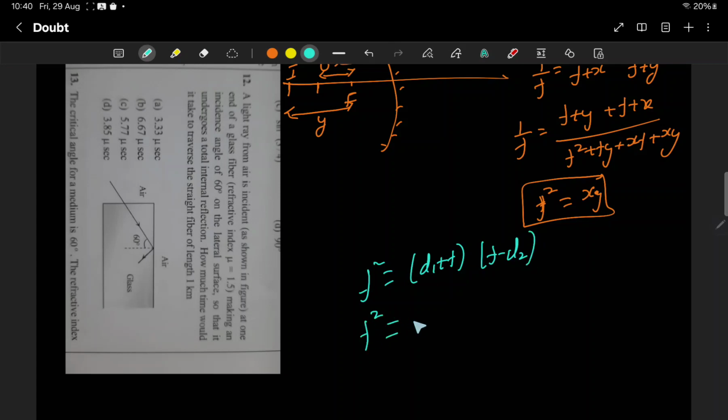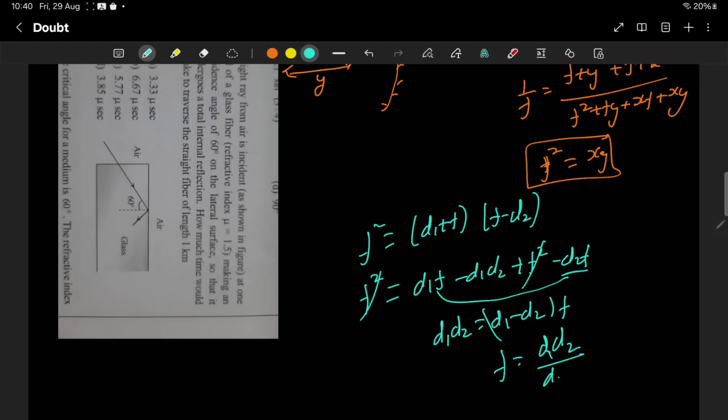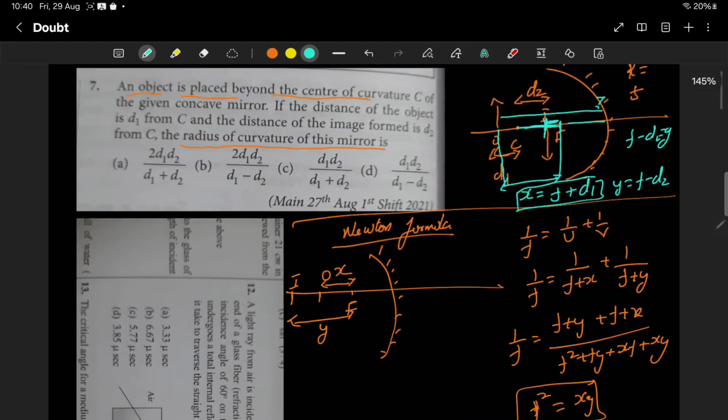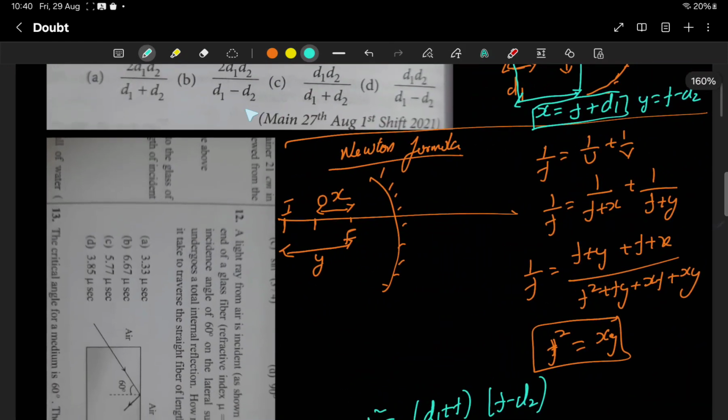You will get f squared equals d1f minus d1d2 plus f squared minus d2f. Finally f squared gets cancelled. So d1d2 equals d1f minus d2f; if you club it, you get (d1 minus d2) into f. Our focal length is d1d2 divided by (d1 minus d2). So your option would be d1d2 over (d1 minus d2), and twice of that is the radius of curvature, so we can take this as the answer.